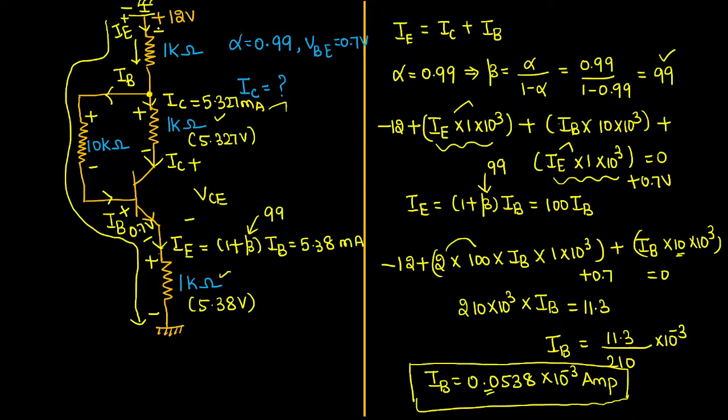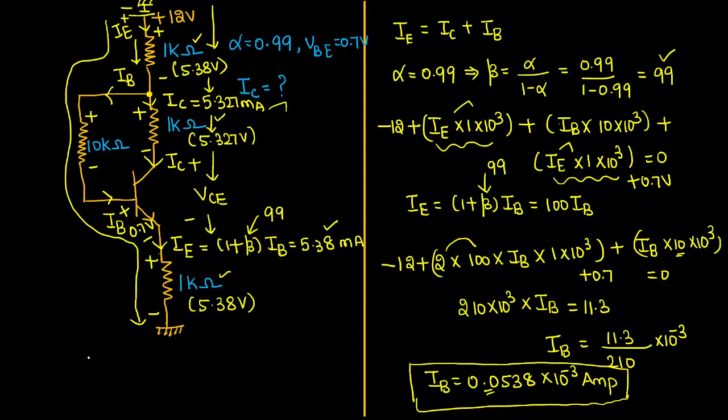Now current entering point is plus, leaving point is minus. In this 1 kilo ohm resistor also the same 5.38 voltage will be dropped. Why? Resistor value is 1 kilo ohm, and the same emitter current is coming there also. Emitter current is 5.38 milliampere, so the voltage drop will become 5.38 voltage. Now I started applying KVL to the collector to emitter terminal from top to bottom straight away.